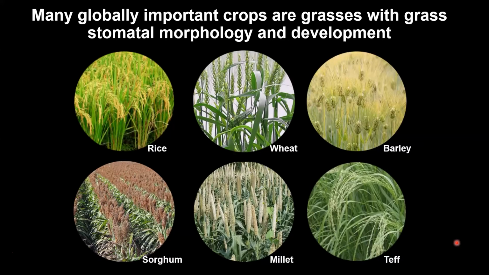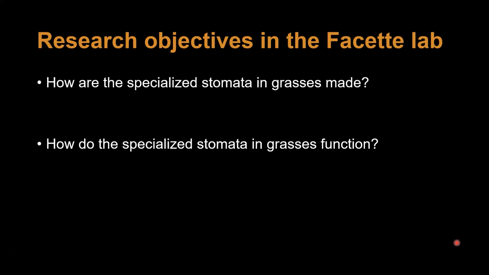Okay, so in my lab, we have two major research objectives. One is, how are the specialized stomata in grasses made? And the second is, how do they actually function? We're not really going to talk very much about how they're made today, but I just want to give you a brief overview of some of the things that we like to do.